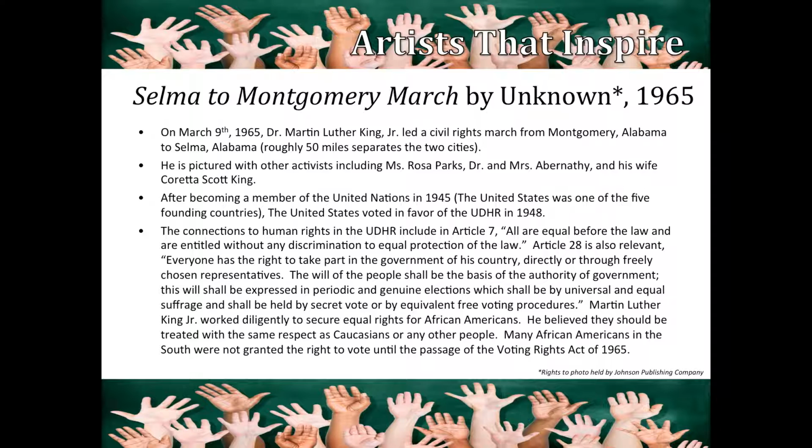After becoming a member of the United Nations in 1945, the United States voted in favor of the UDHR in 1948. The connections to human rights in the UDHR include insights from Article 7 as well as Article 28. Martin Luther King Jr. worked diligently to secure equal rights for African Americans. He believed they should be treated with the same respect as Caucasians or any other people. Many African Americans in the South were not granted the right to vote until the passage of the Voting Rights Act of 1965.